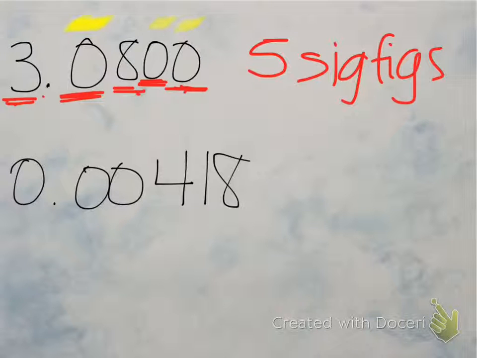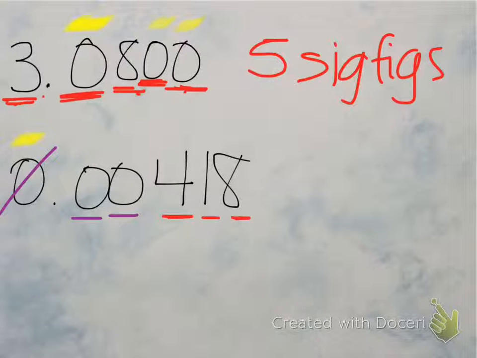Now looking at this number. 1, 2, 3 are non-zero, so we know that to start with. Now let's look at this one. That is one of those numbers we said is not significant because it is a zero that is to the left of the decimal. That is just there simply to indicate to us that this is a decimal, so it is not.